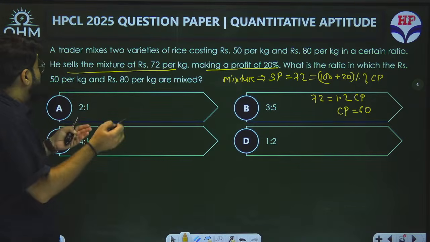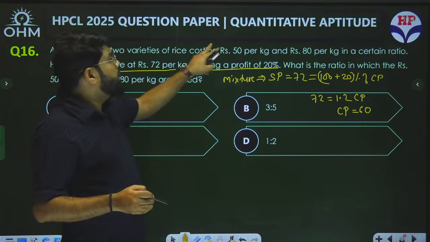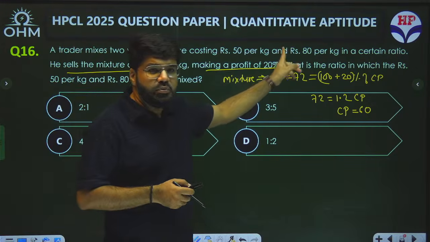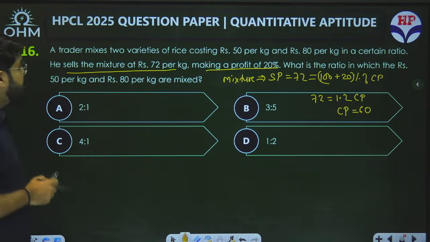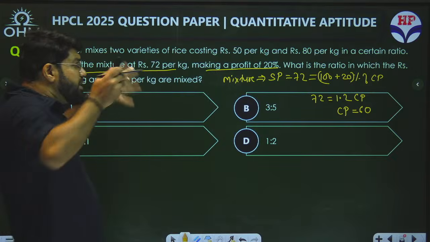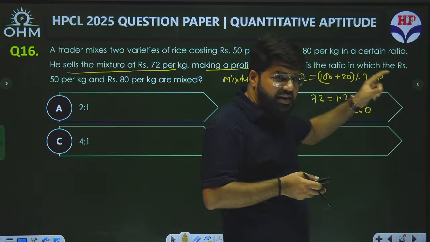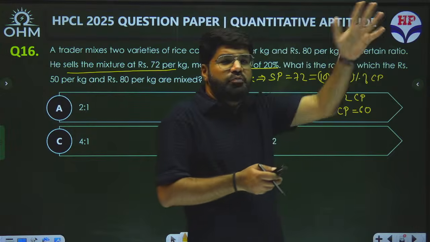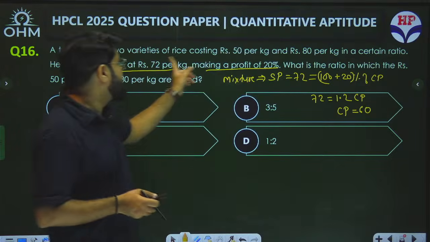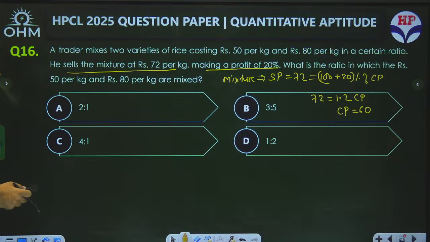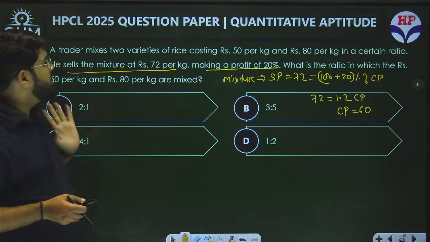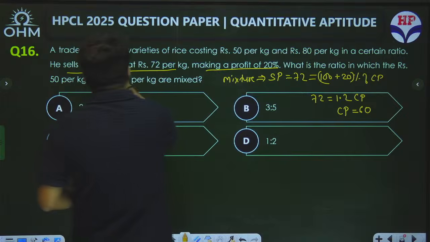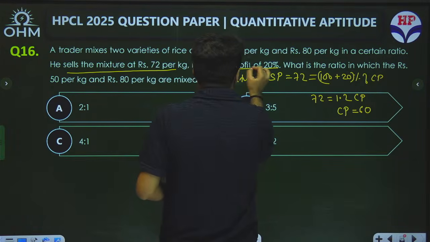Now the trader has used what? He got two types of rice from the market. One is 50 per kg, one is 80 per kg, in a certain ratio. Then when he mixes in a certain ratio, he gets a net type of rice whose cost price is 60. He sells at a profit of 20% at 72 per kg. The question is, what is the ratio in which the rupees 50 per kg and 80 per kg rice were mixed?